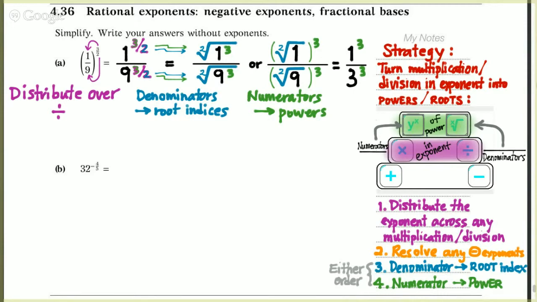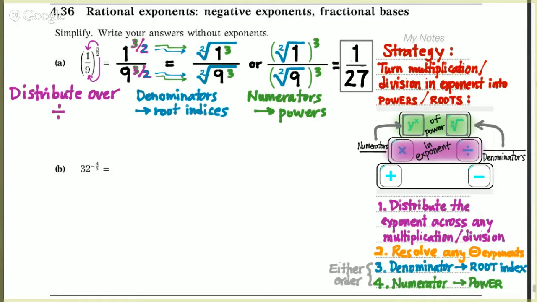So the square root of 1 raised to the 3rd is 1 cubed. The square root of 9 raised to the 3rd is 3 cubed. 3, after all, is the square root of 9. And so to simplify, we'll just simplify 3 to the power 3 and 1 to the power 3. 1 cubed is 1 times 1 times 1. 3 cubed is 3 times 3 times 3, which is 27. And there's our answer.